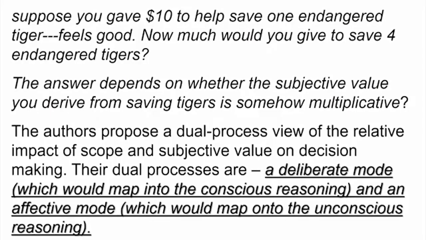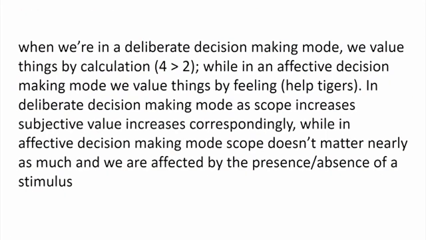So, in a deliberative mode you are more prone to giving more money because you do more calculations and it maps to the conscious part of the brain. But if it is the feeling which comes with the decision of saving a tiger, if you feel good by just saving a tiger, if that is the underlying meaning, then whether it is one or four does not matter. In those cases, you take a different kind of decision altogether.